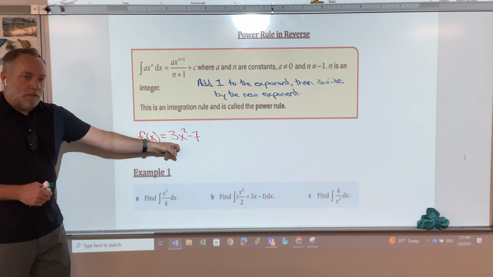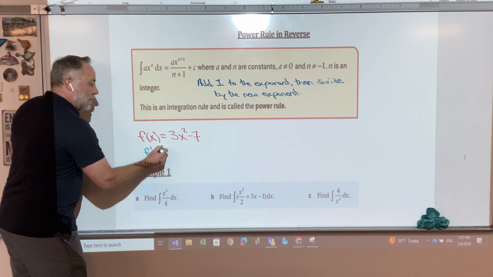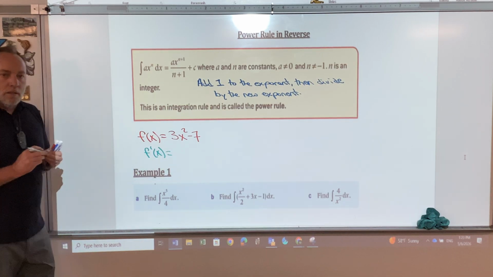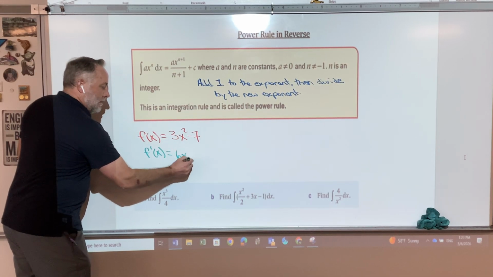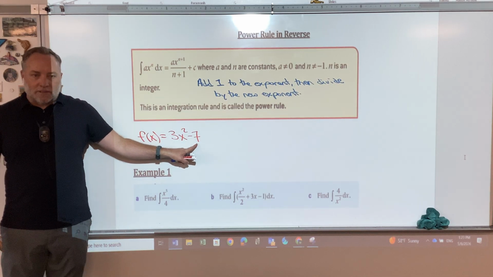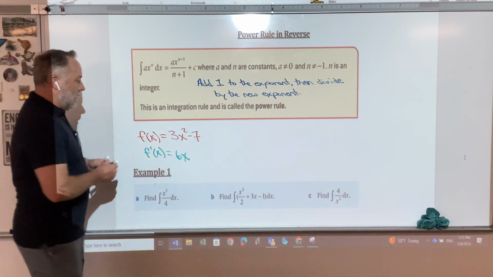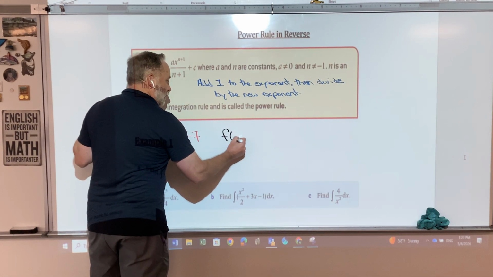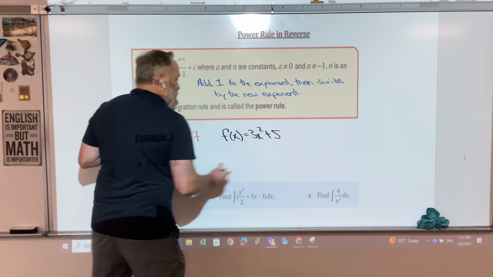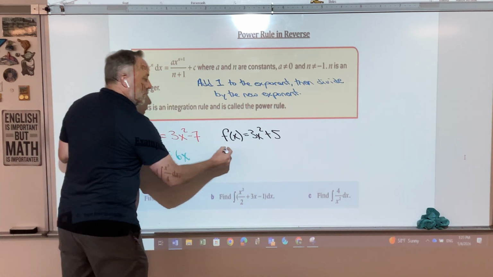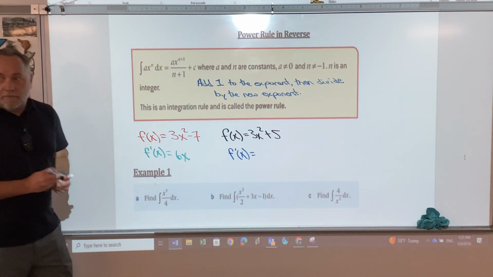If that's the f of x, what is f prime of x? What's the derivative of that? 6x. Is that right? 2 times 3 is 6. Raise it to 1 less, that's 6x. The derivative of negative 7 is nothing. So that's 6x. How about this? What if f of x was 3x squared plus 5? What's the derivative? Is it 6x? Yes, it's 6x.